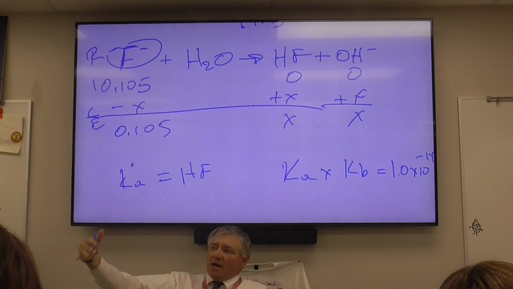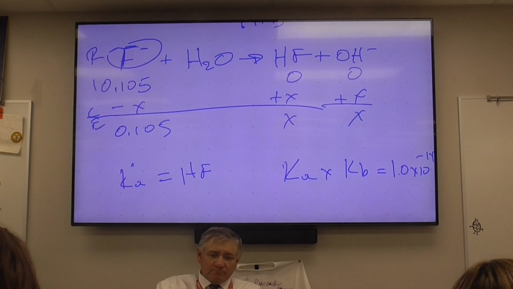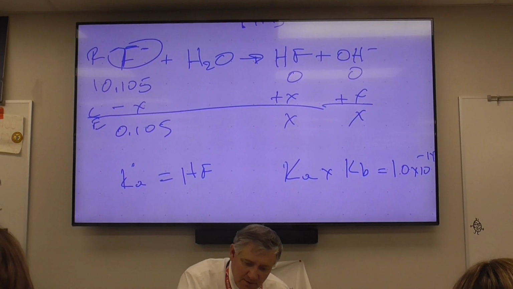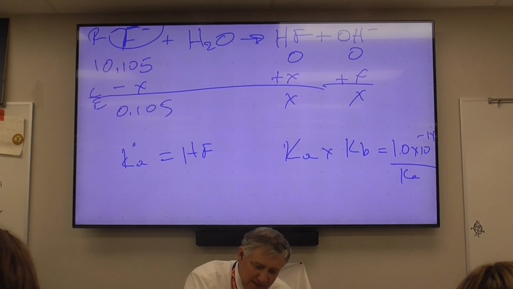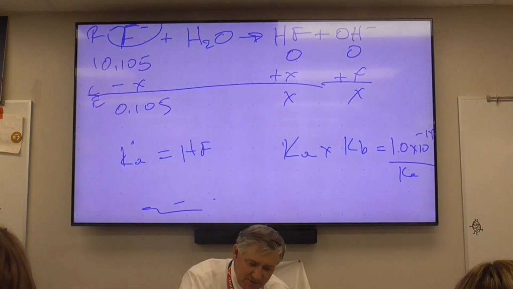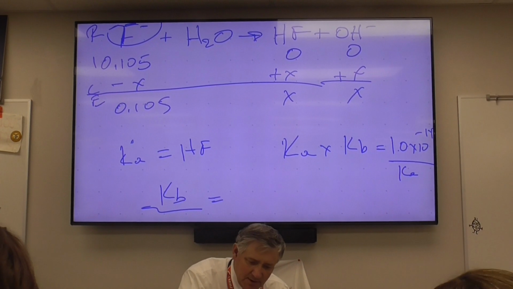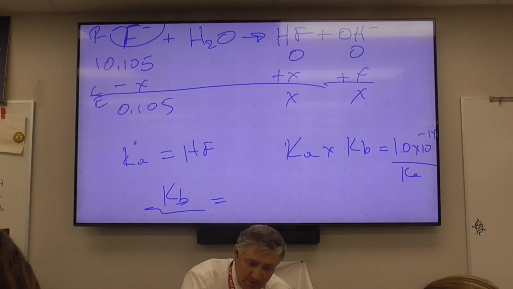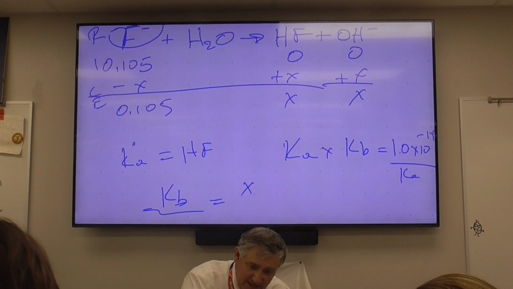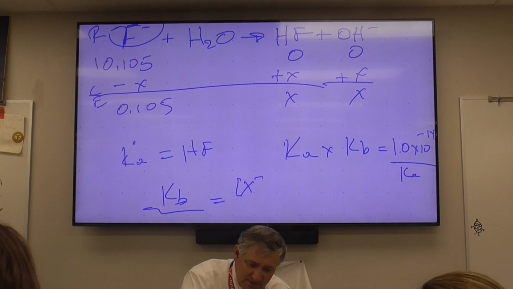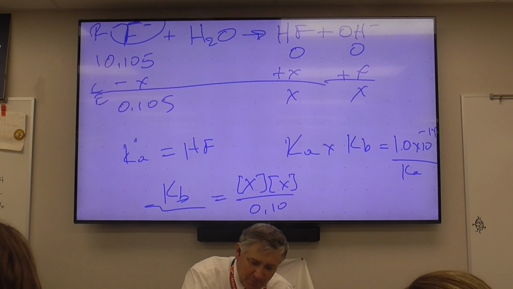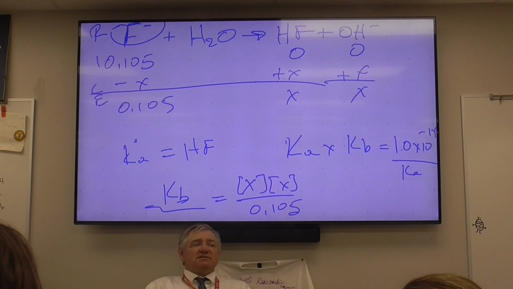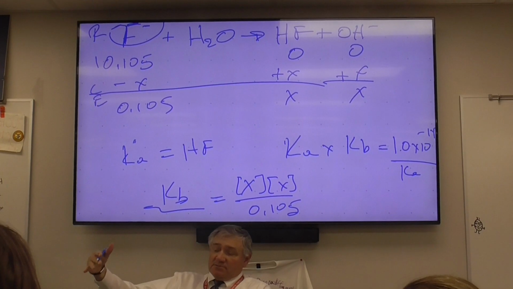It's the same concept, okay? So you divide by your Ka value, so that's going to get you some number, which is your Kb value. That's still going to equal your hydronium fluoride, which is X, times your hydroxide ion concentration, which is X, divided by 0.105. Now, this is where you need to do an additional step.